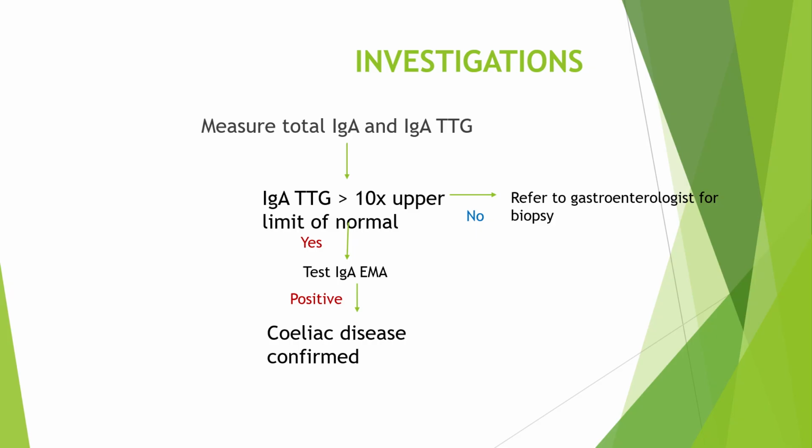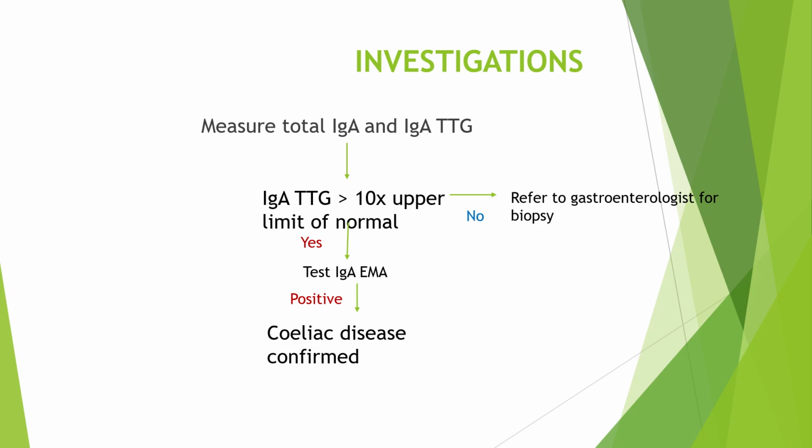But when you suspect a patient is having celiac and when you do IgA TTG, it is not that high, not more than 10 times upper limit of normal, you have to refer to a gastroenterologist and the next step will be biopsy.